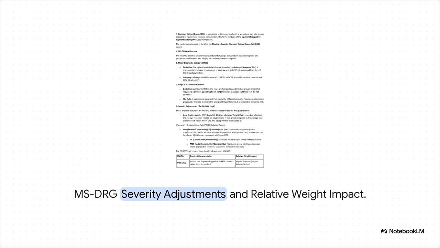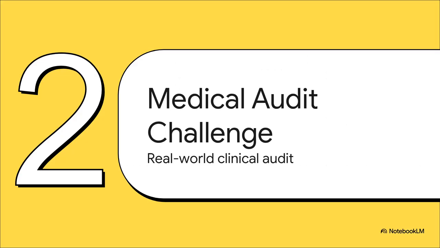This is where things get really compelling. Capturing just one valid major complication or comorbidity, an MCC, can literally thrust your claim into the highest payment tier. It has a massive, direct impact on your case mix index. The MS-DRG logic operates on 3 distinct tiers, and missing a valid MCC just because of poor documentation, that means you are leaving legitimate, hard-earned revenue right there on the table. Moving right along to Section 2, Complex Medical Audit Challenge.